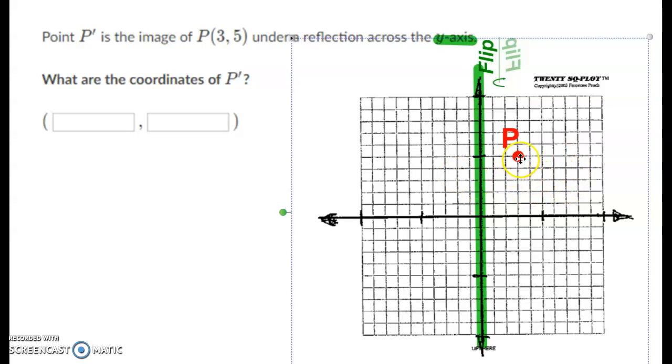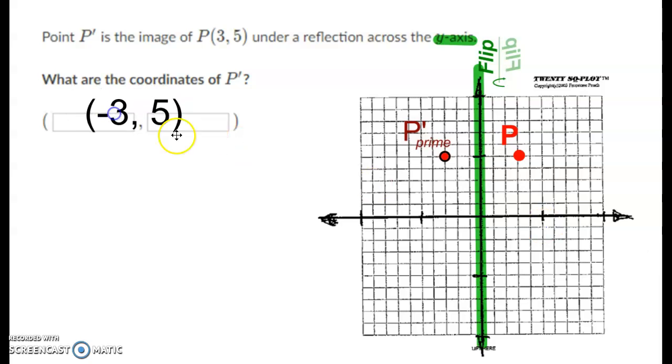I'm just going to take this and I'll count it in. 1, 2, well, actually you'll be able to drag it. 1, 2, 3, 1, 2, 3. And that would be the new spot, or P prime is how we would call it. And those coordinates there would be -3, 5. And so your answer would be -3, 5.